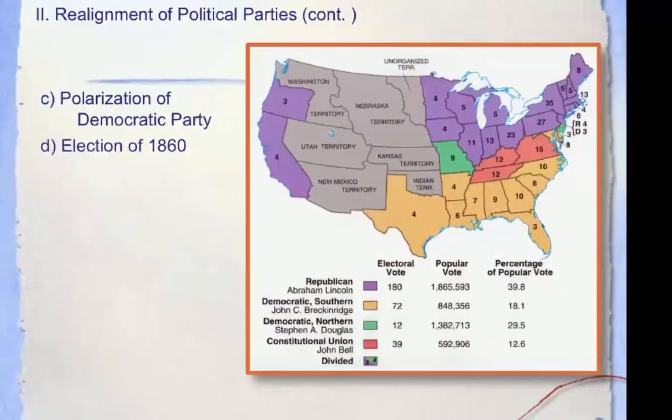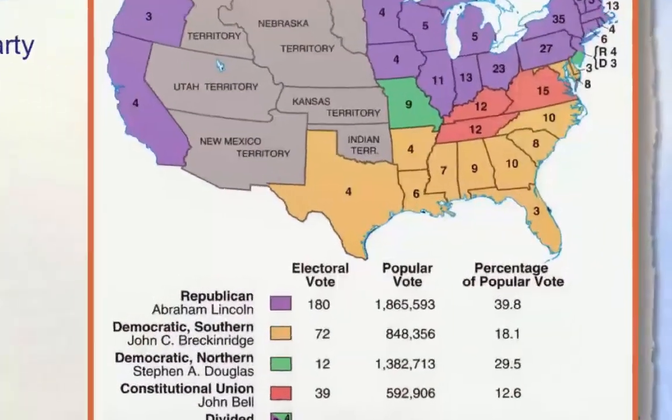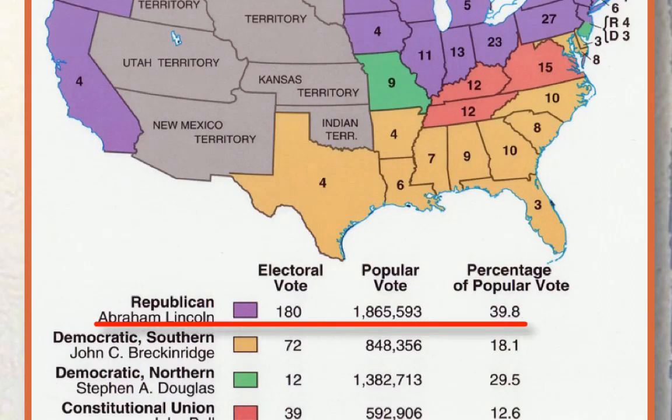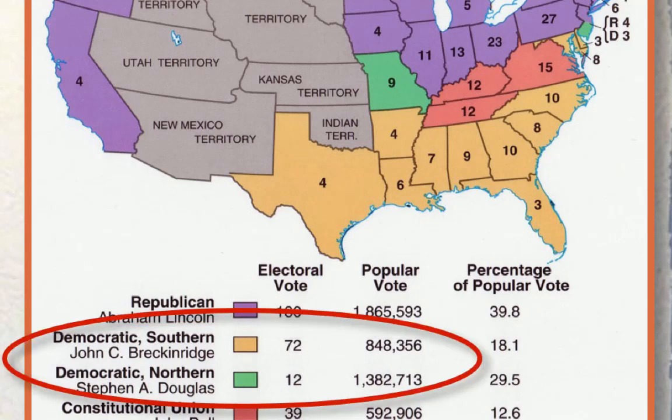The election of 1860 showed the political fissures that resulted from the splintering of political parties. Looking at this map, we see that Lincoln won the election with under 40% of the popular vote. The Democratic Party won over 300,000 more votes than Lincoln, but it was split between Northern and Southern Democrats.